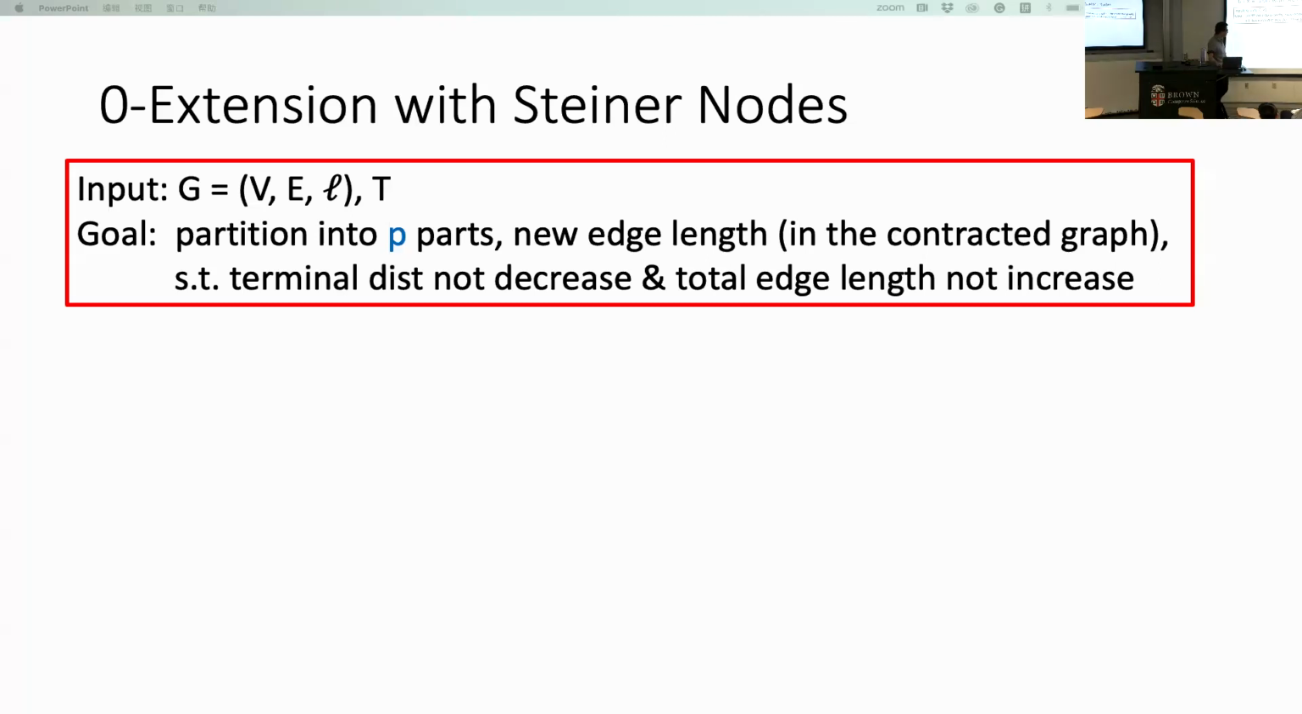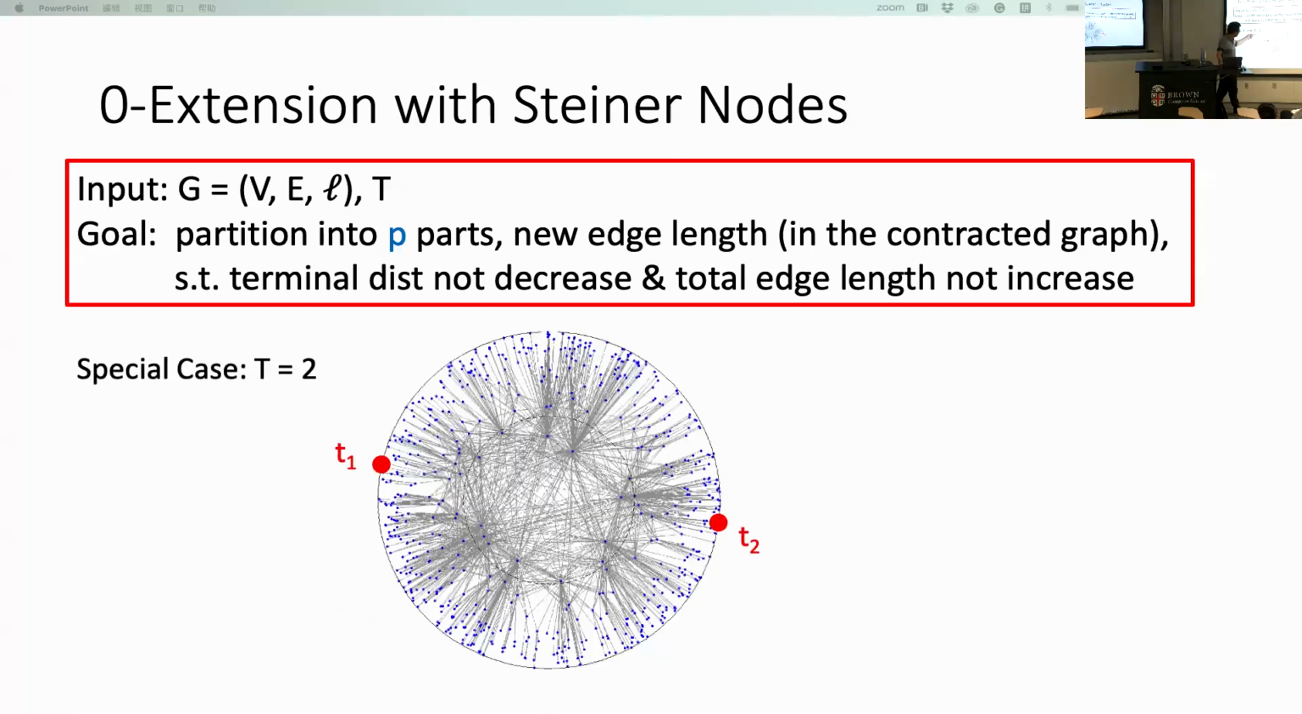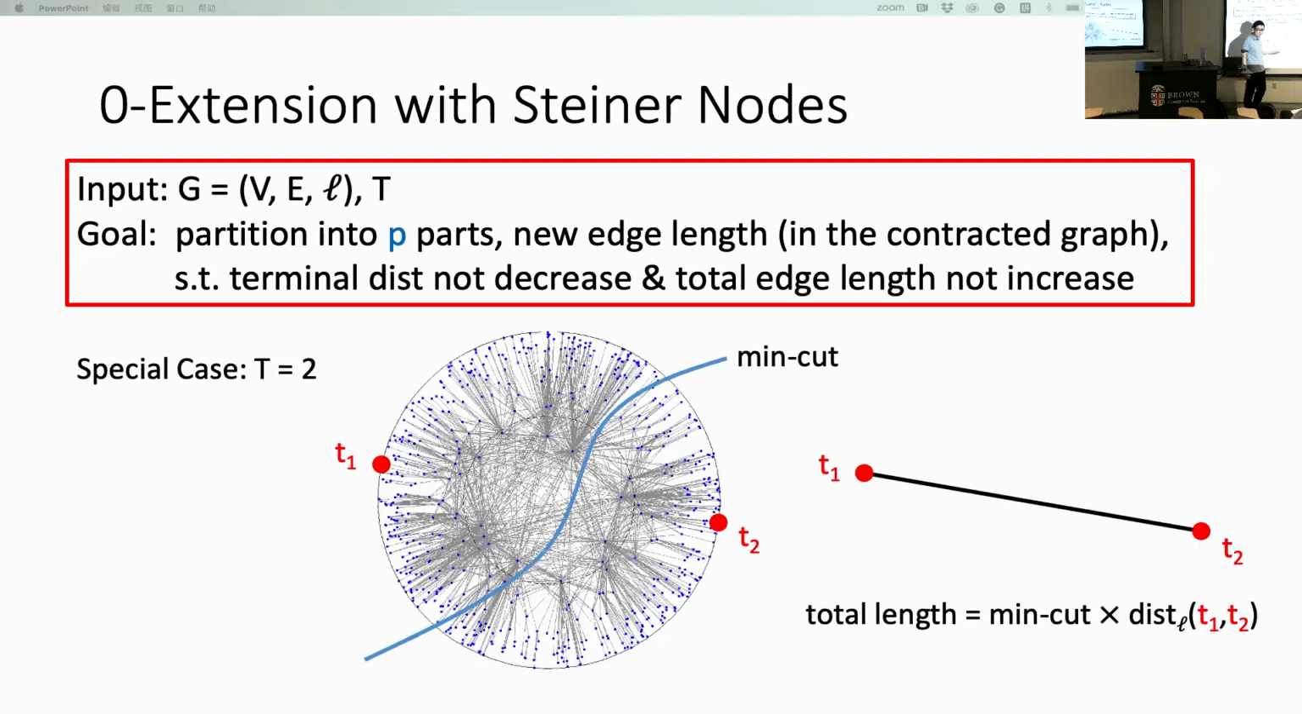Let's start by looking at special cases where we can better explain what it's really doing. Let's have a special case where there are just two terminals. What we want is to find a partition, contraction, and manipulate the edge lengths. What we should do in this case is just find a min cut, contracting whatever lies on the left to T1 and whatever lies on the right to T2, and get a graph like this with many parallel edges in between. How many parallel edges? Min cut many. So basically, we discard self loops and retain parallel edges.